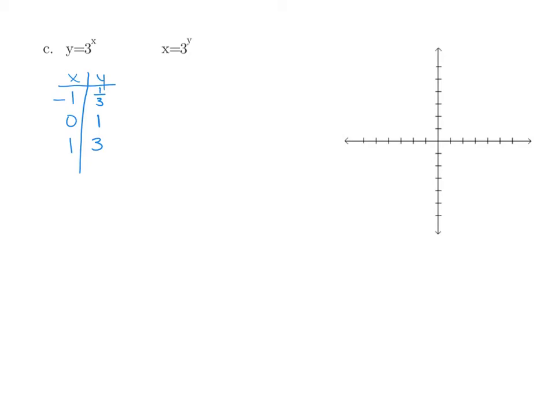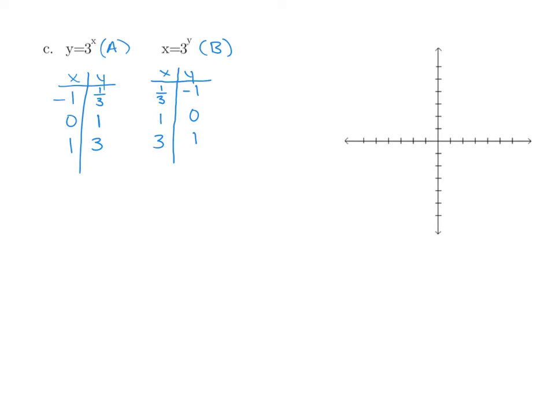Now, if we look at the second equation, all I did was flip my variables. So I'm going to flip my variables in my table. So I'm going to flip my columns. I'm going to make 1/3, 1, and 3 for my x values, and -1, 0, 1 for my y values. All right, so let's go ahead and graph this now. I'm going to refer to this as function A. I'm going to refer to this as my graph B.